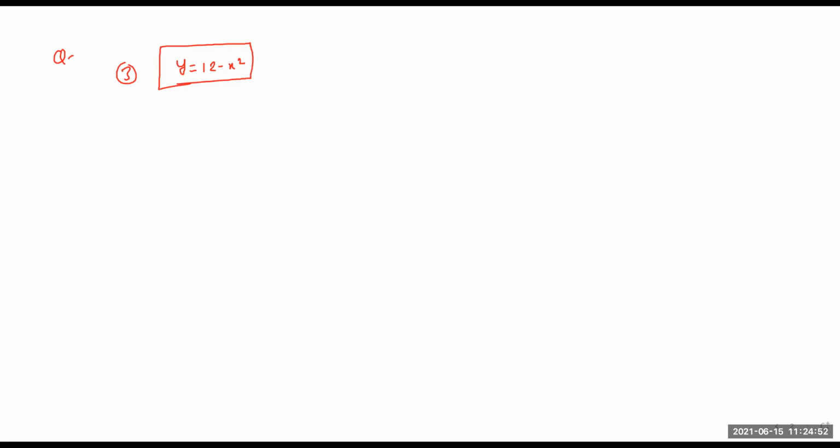Sir, it is a downward opening parabola. Sir, I had seen it in GeoGebra, and it is showing downward. Yes, in GeoGebra you can see it's a downward parabola, and if x is 0, y is 12. So a is negative, that's why.